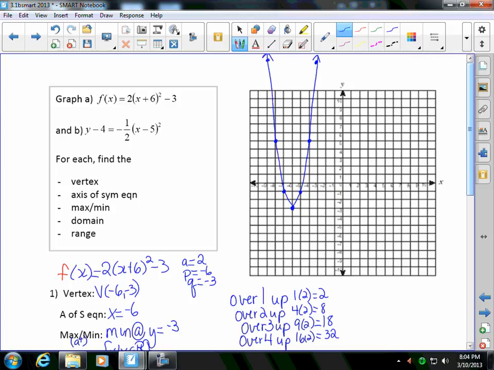Put my arrows at the end, because again I could have kept on going, but I stopped there. And I draw in my axis of symmetry at x is equal to -6. And I'm done.